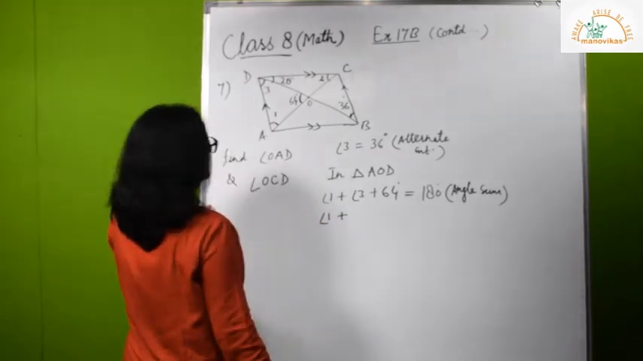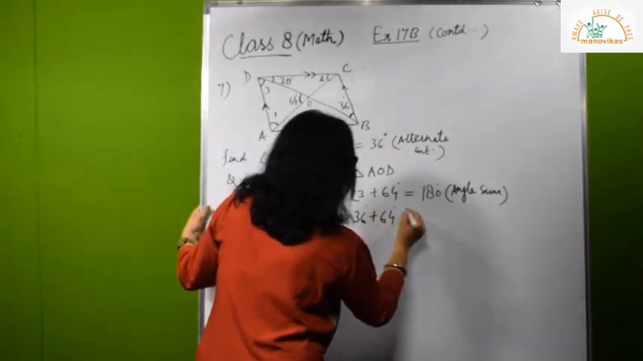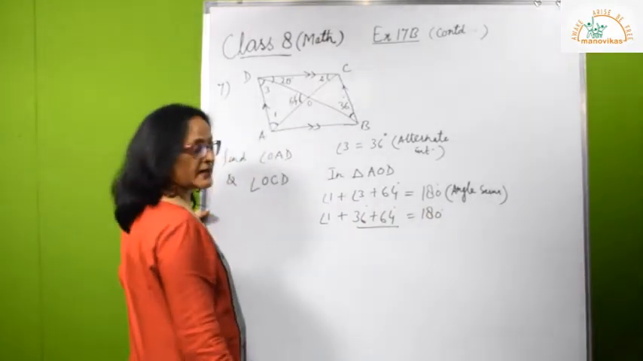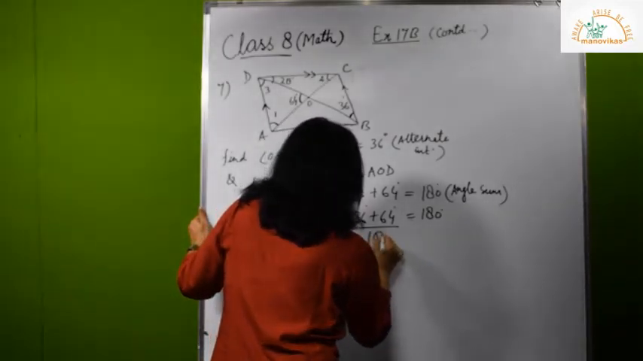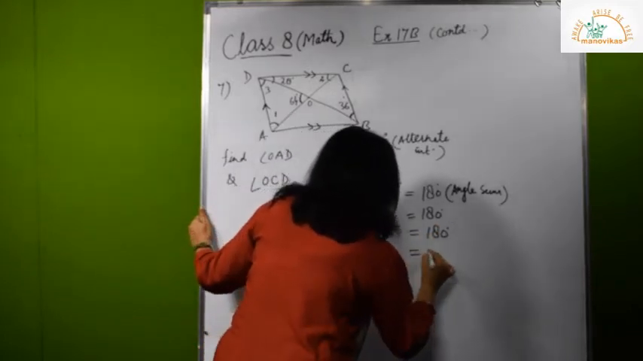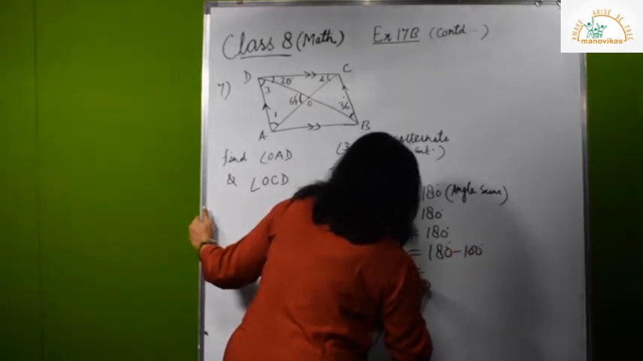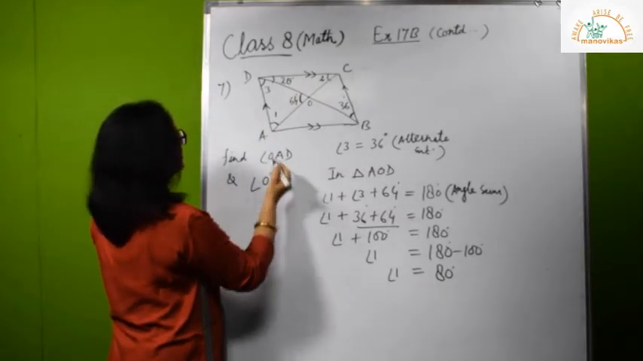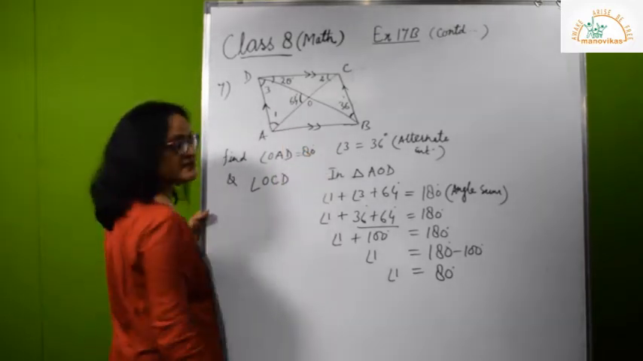Angle 3 we have just found the value, 36, plus 64. This is equal to 180 degree. The sum of 36 and 64 is 100 degree. So angle 1 plus 100 degree is equal to 180 degree. You can find angle 1 easily by transposing 100 degree to the right hand side. So angle 1 is equal to 80 degree. So the first angle we have found, that is angle OAD, is 80 degree. We got the answer.